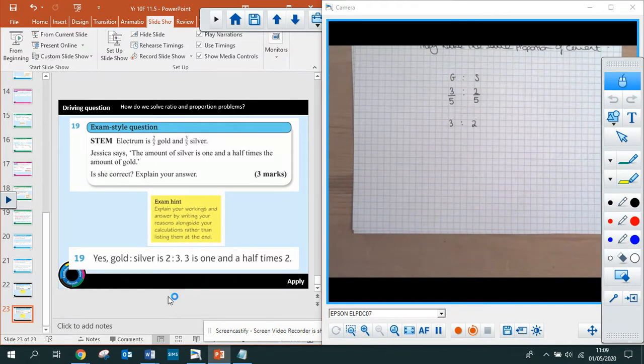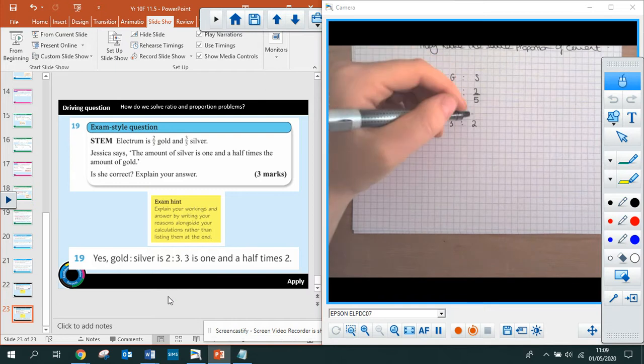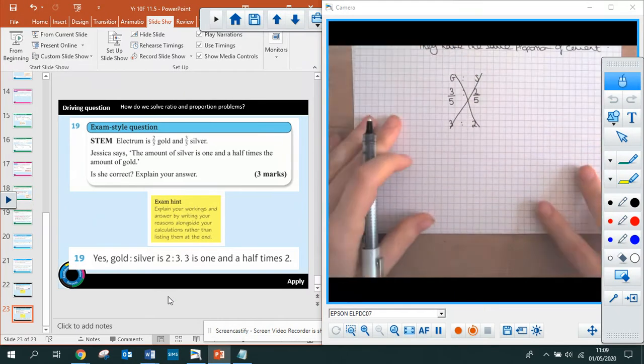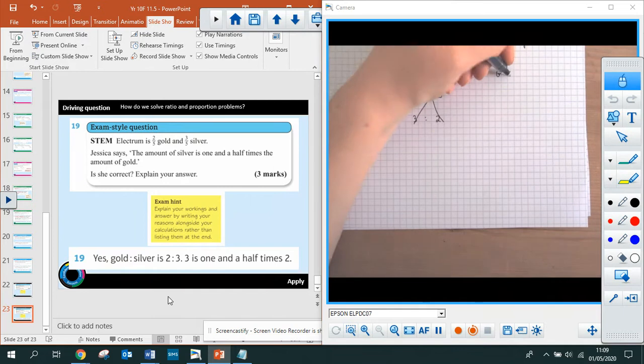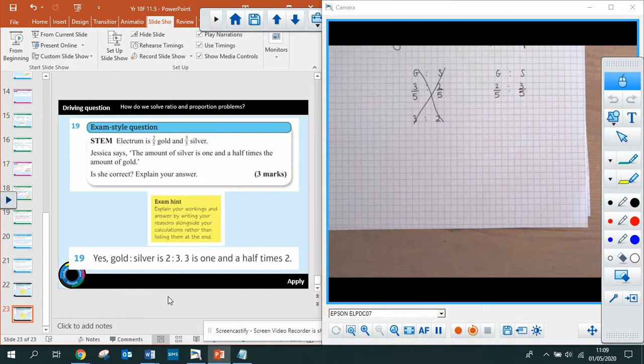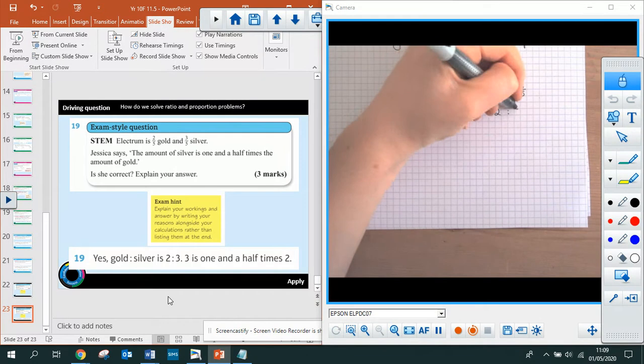Jessica says the amount of silver is 1.5 times the amount of gold. Okay, I've written those the wrong way round, haven't I? Apologies, let's just start that bit again. So we had gold to silver, and it was 2/5 gold, no, not 3/5, 2/5 to 3/5. I'm sorry about that if you got confused when I was just going through that solution. So my ratio is 2 to 3.